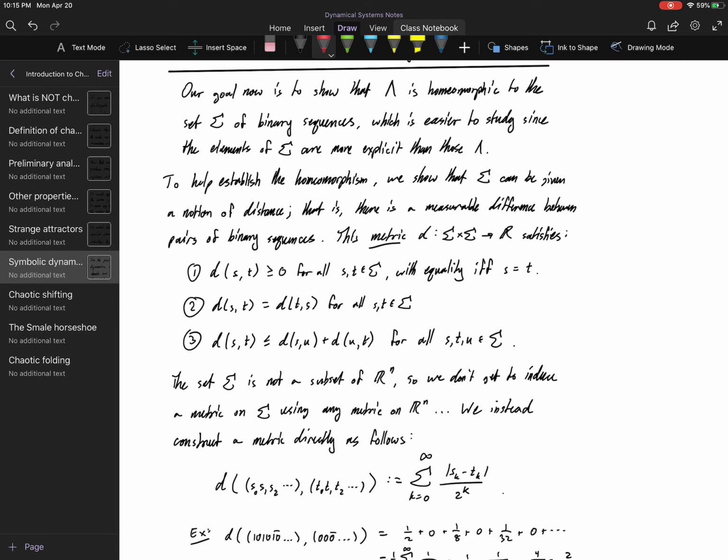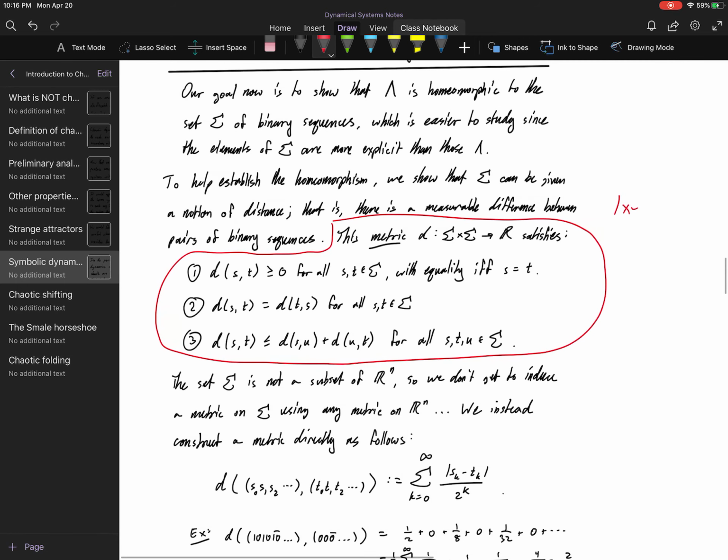So, to establish the homeomorphism, the conjugacy between lambda, our non-escaping points, and the set of binary sequences, we need to come up with this notion of distance. And the general concept here is that of a metric. Metrics satisfy four properties. First, this is a function. It takes in two elements and then spits out a real number r that is going to effectively tell us the distance between those two points that we fed the function.